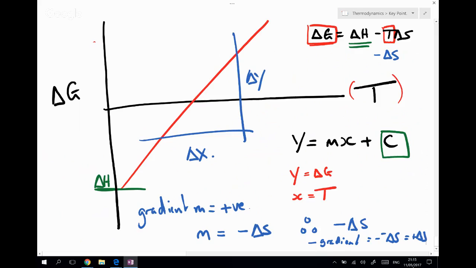So does that help with our understanding of where that graph came from, and also how I got a negative value for the delta S on a positive gradient? Brilliant. Smashing. I'm really pleased that's helped clear that up. David, hopefully you're also with us on there.